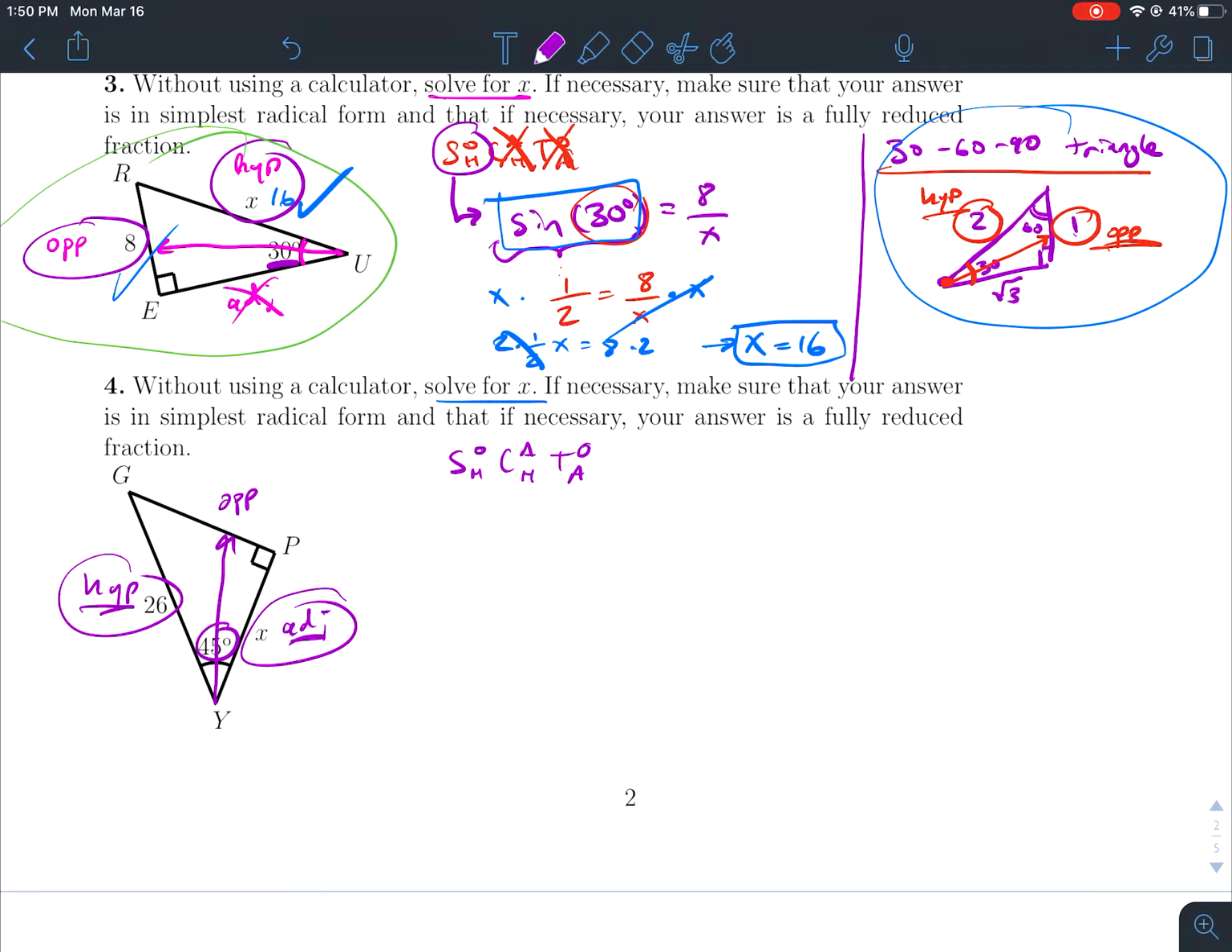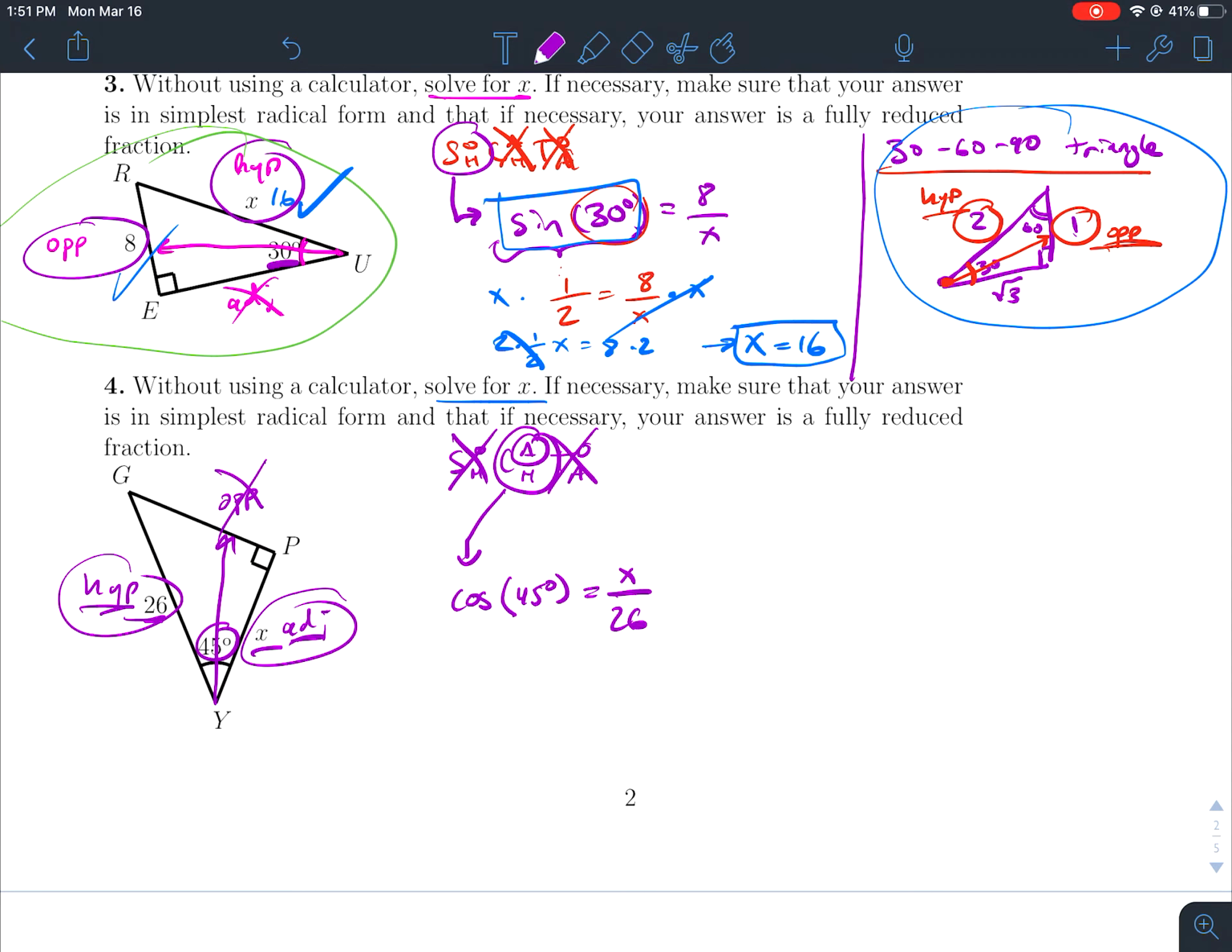Now because we wanted the hypotenuse and adjacent, we want to avoid the opposite, because there's no information about that. So we're going to cross out all the formulas that have an opposite in it, and we're going to go with cosine. So the formula for cosine is cosine of the angle, 45 degrees, is equal to adjacent, which is x, divided by hypotenuse, which is 26.